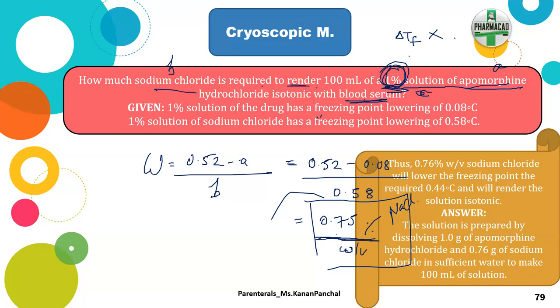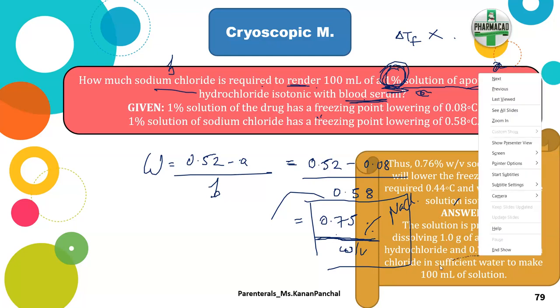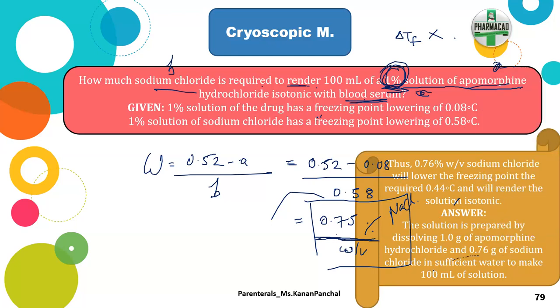So yeah, your 0.56, 0.58 tum logo aaya, round up karke 0.76 percent weight by volume of sodium chloride will lower the freezing point. So that is what is given here. So much gram will be required in 100 ml to make the solution isotonic. Okay, fine.